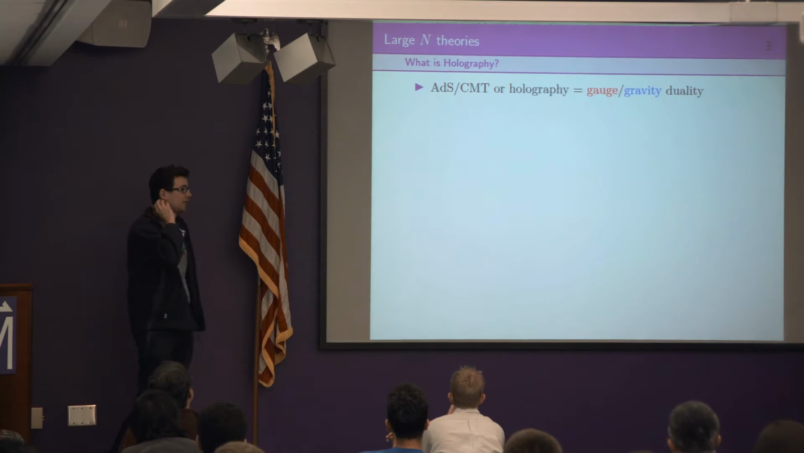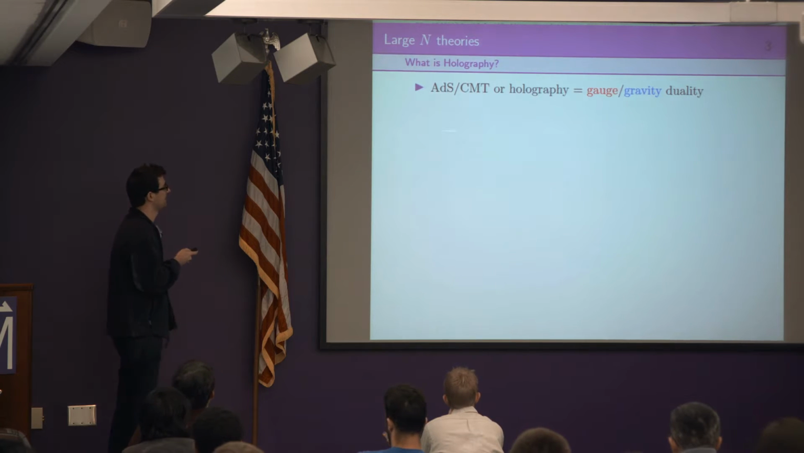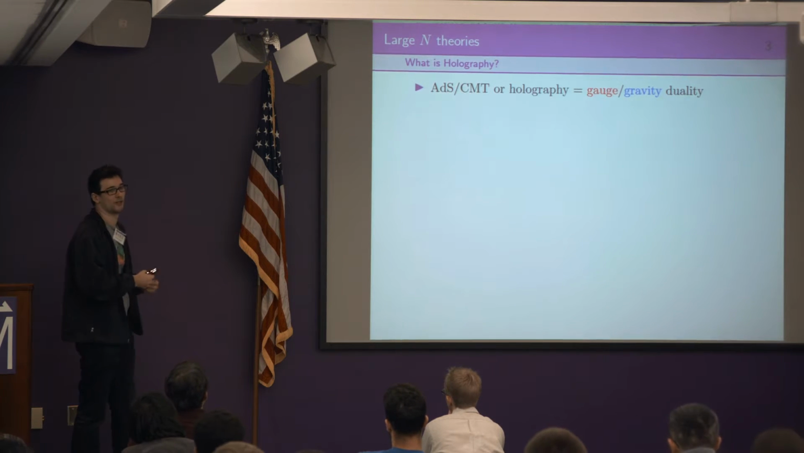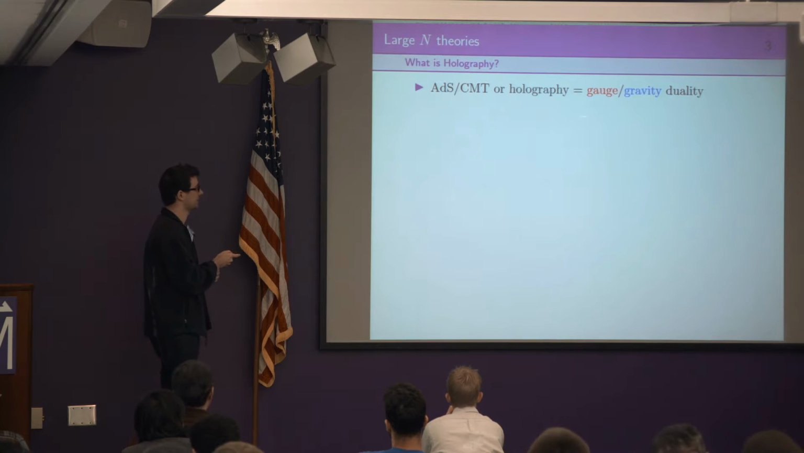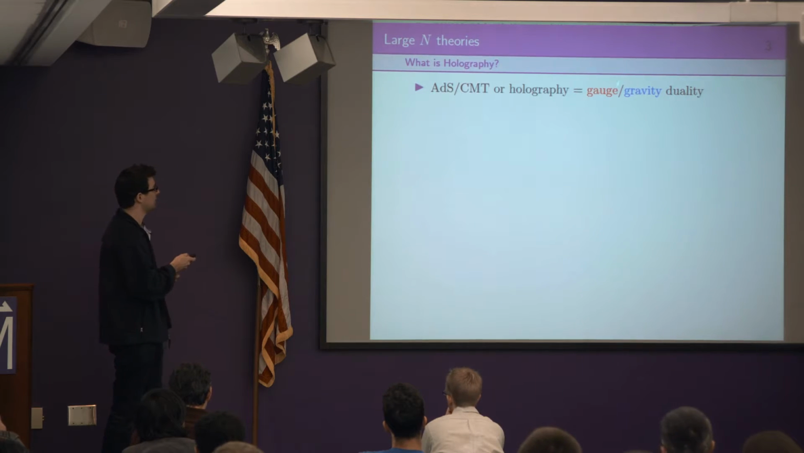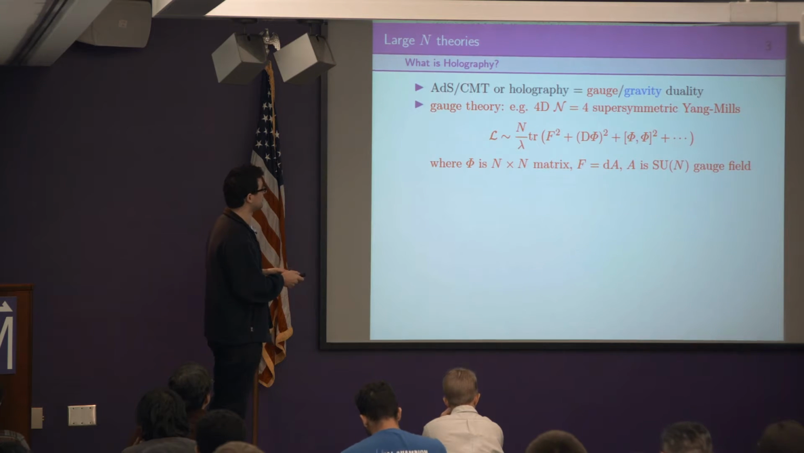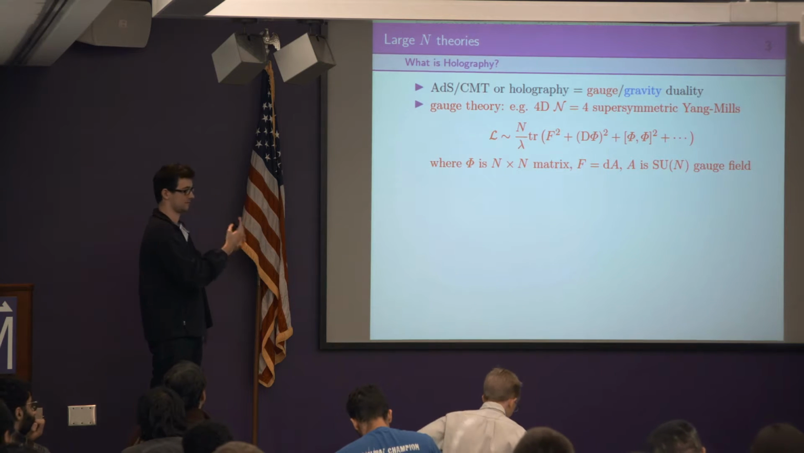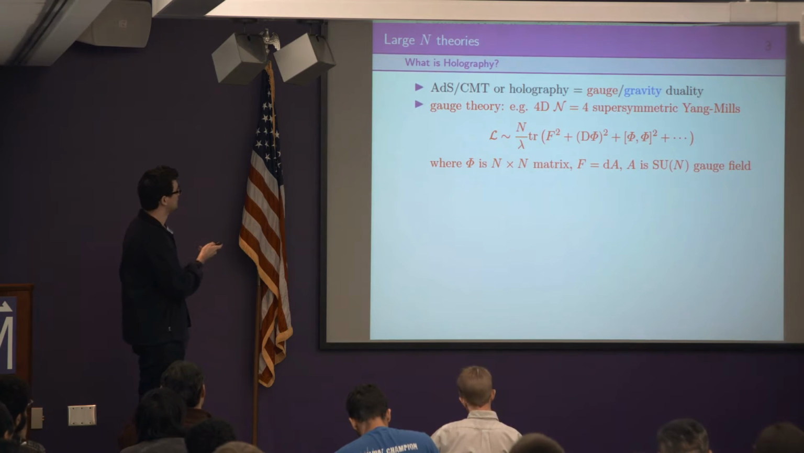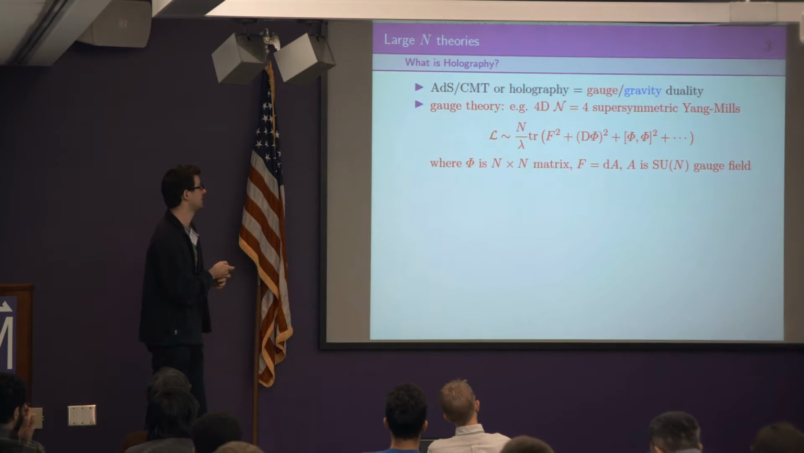I should start by defining what this thing is that we're going to talk about. So AdS/CMT is a pun on the anti-de Sitter/conformal field theory correspondence, which may also go by the name of holography or gauge-gravity duality. Let me focus on this latter term. So the gauge theory, in the classic canonical example that I'll just show to give you a flavor, would be the 4D maximally supersymmetric Yang-Mills theory.